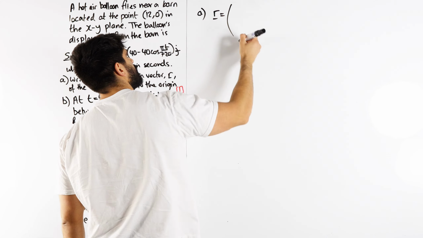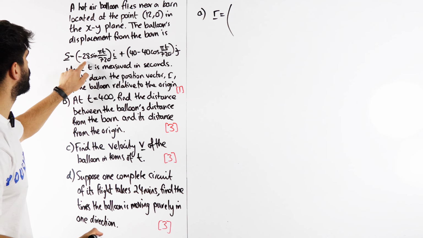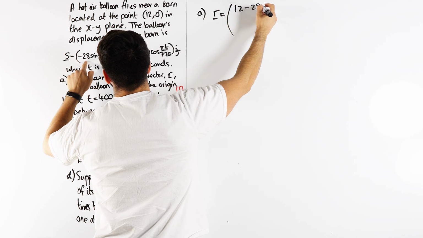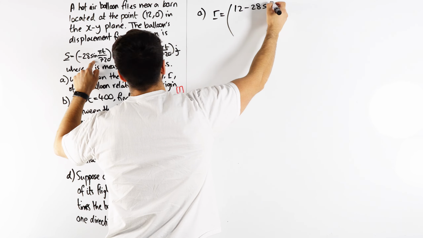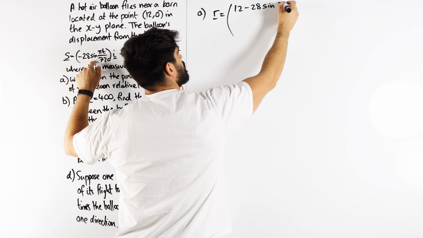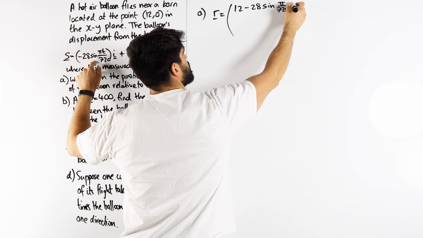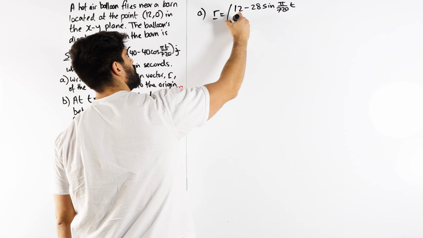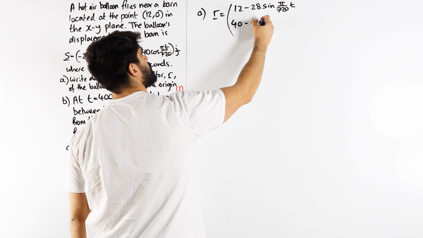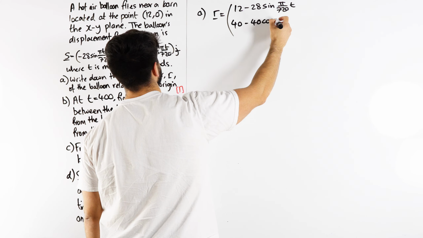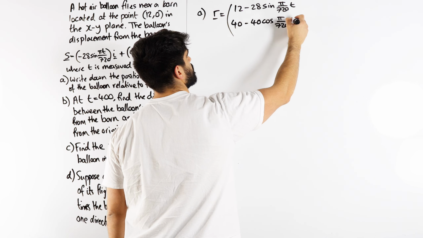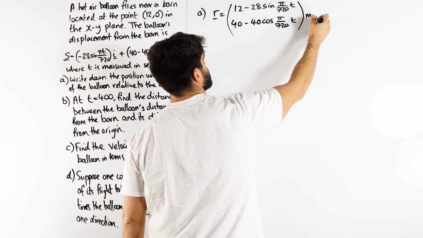So r now becomes 12 minus 28 sine of pi over 720t. And then the Y component doesn't change. So that's 40 minus 40 cos of pi over 720t. And that's in meters.